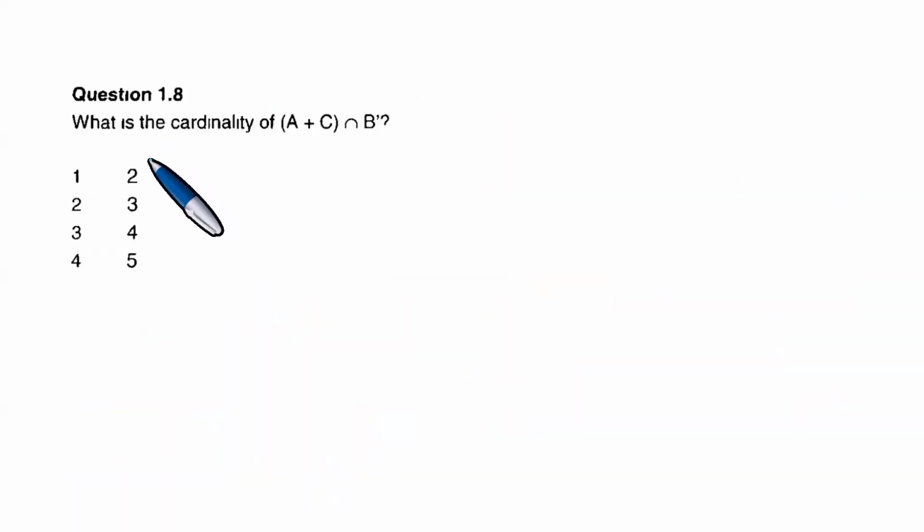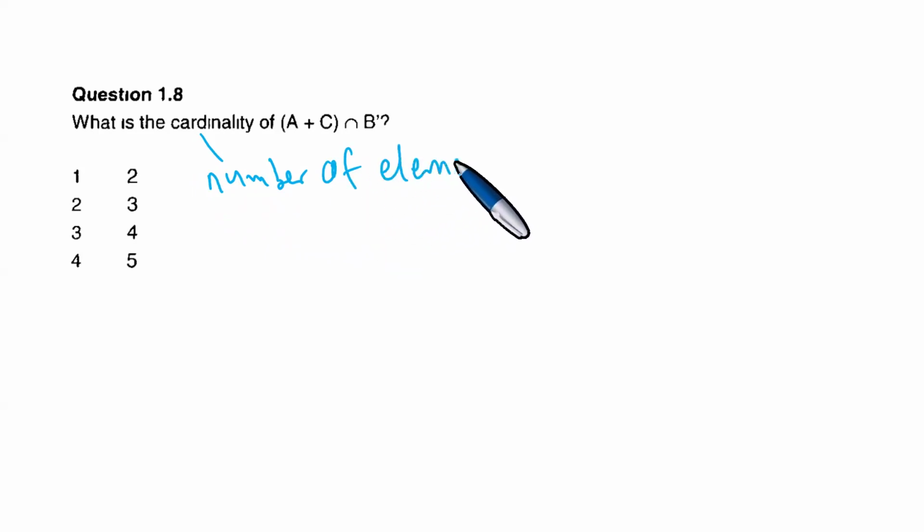Question 1.8. What is the cardinality of the set A plus C intersection B complement? Now, look at the cardinality. The cardinality refers to the number of elements in the set. Number of elements in the set is called the cardinality.